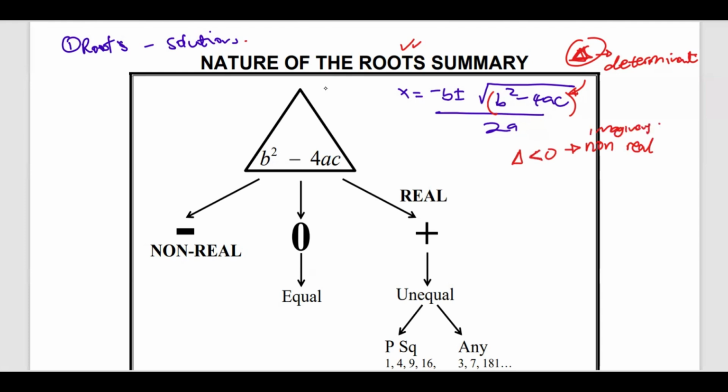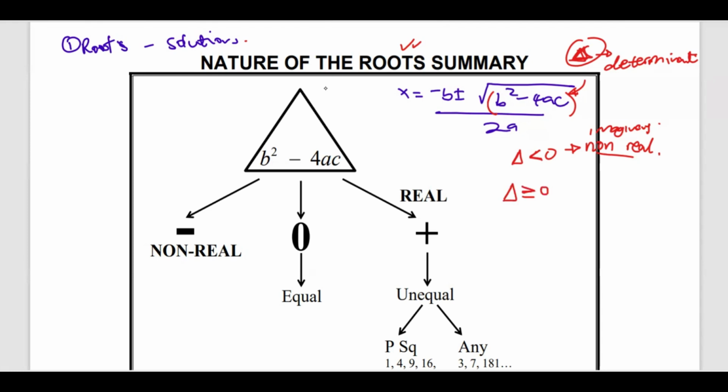And in most cases, when you talk about numbers that we come across during the school years, most of them are real numbers, okay? So anything that is negative for the b squared minus 4ac is to give us non-real roots. That's why in most cases, when you find the square root of a negative number, the calculator just gives you an error.